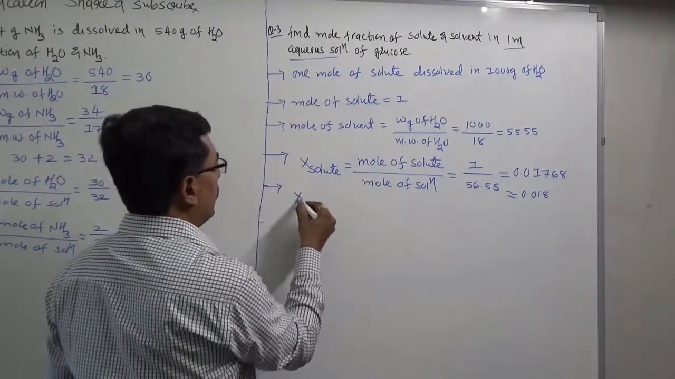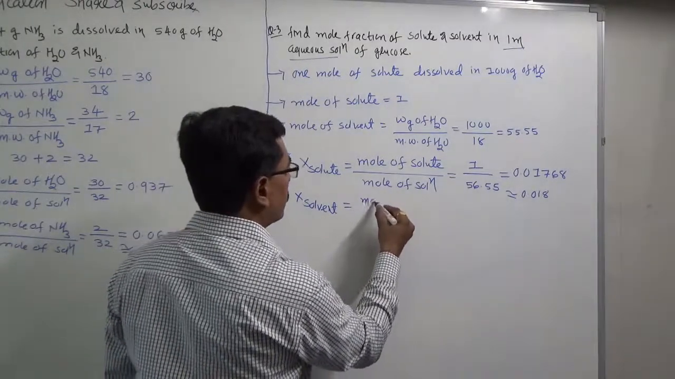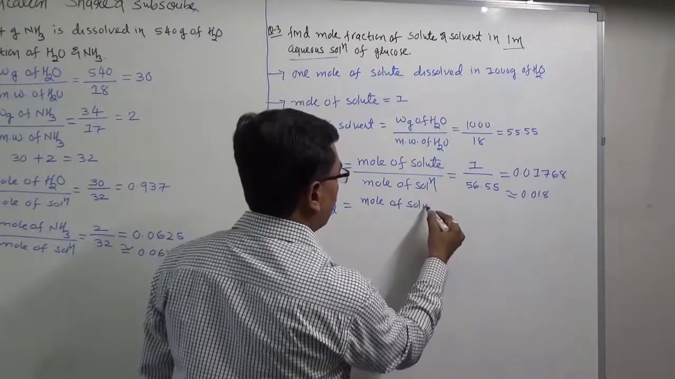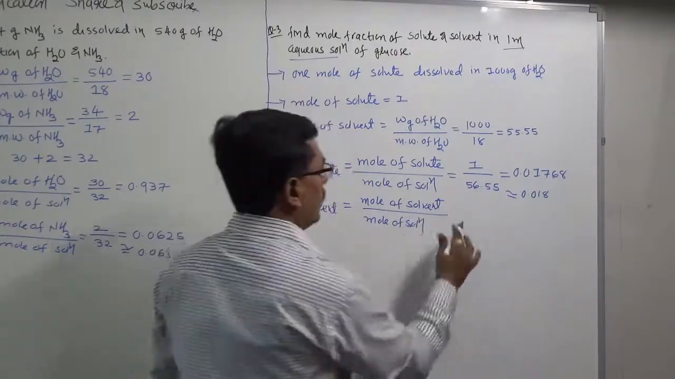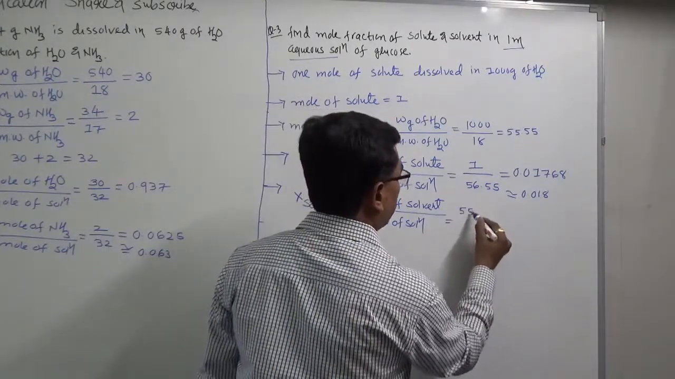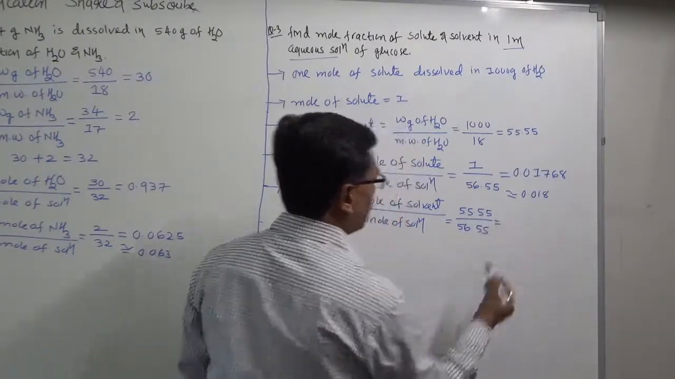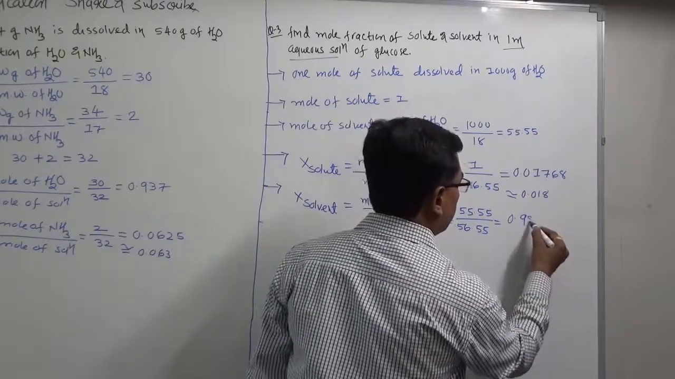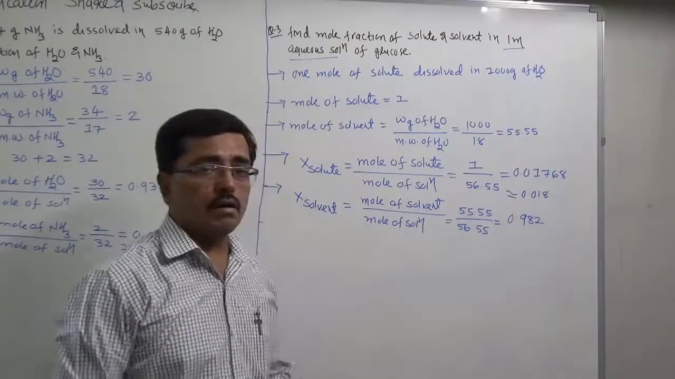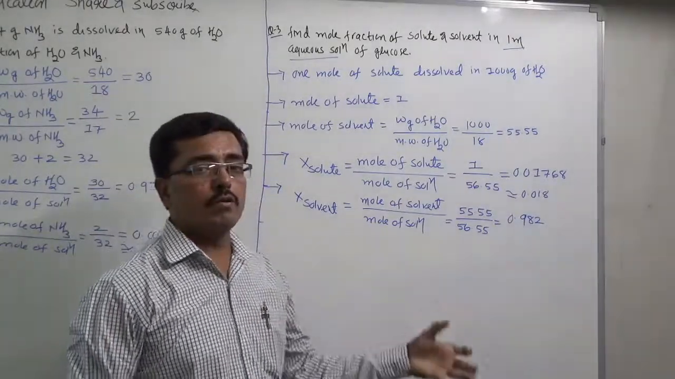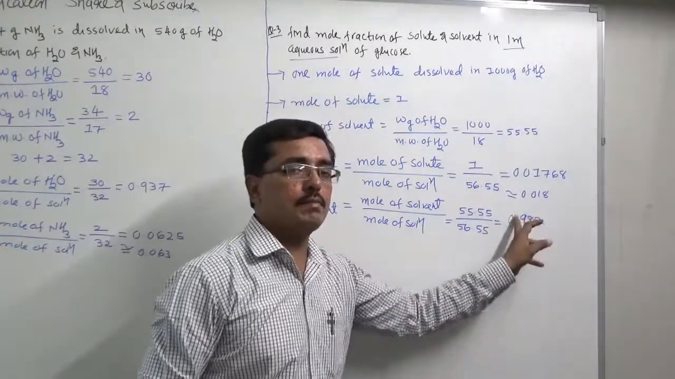Now mole fraction of solvent we can find by using the same method. Mole fraction of solvent equals mole of solvent divided by total mole of solution. Now mole of solvent is given to us, 55.55, divided by 56.55. So on simplification you will get the answer 0.982. Now the same answer you can obtain by using a theory concept. We know that the sum of mole fraction of all components is 1. So 1 minus 0.018, you will get the same answer.